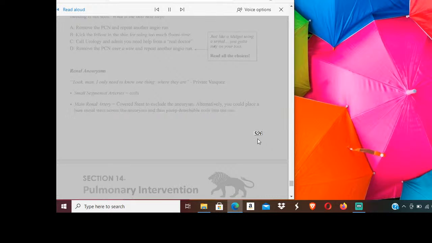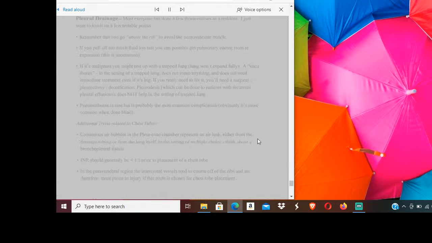526. Section 14, Pulmonary Intervention. Pleural drainage. Most everyone has done a few thoracenteses as a resident. I just want to touch on a few testable points. Remember that you go above the rib to avoid the neurovascular bundle. If you pull off too much fluid too fast, you can possibly get pulmonary edema from re-expansion. This is uncommon.